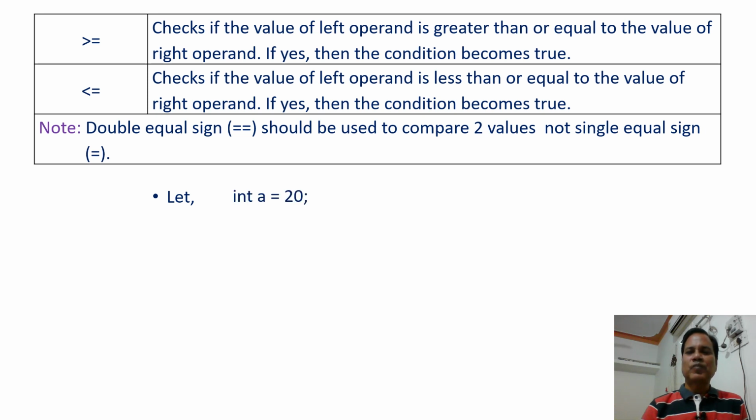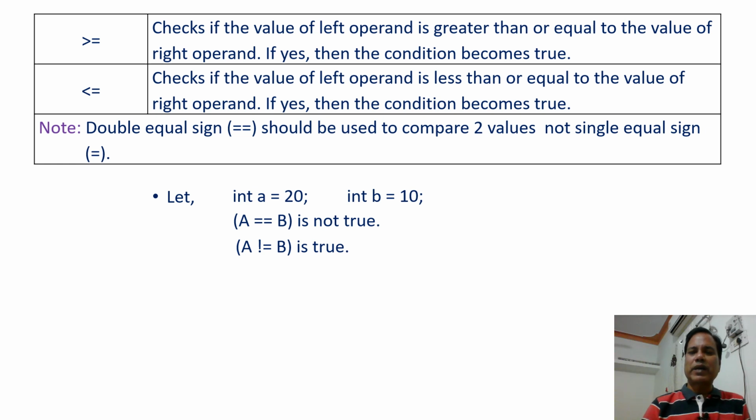Let int a equal 20, int b equal 10. a double equal b is not true, because the value of a is 20 and the value of b is 10. So this condition is not true. a not equal to b is true, because your condition is a not equal to b. This is true.